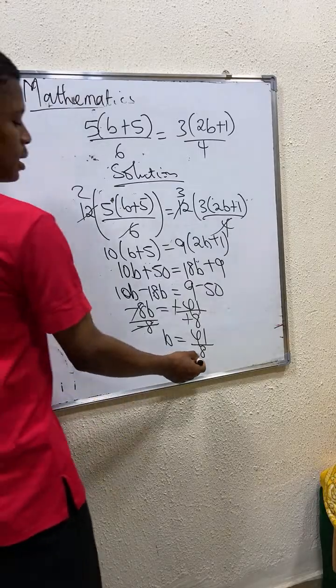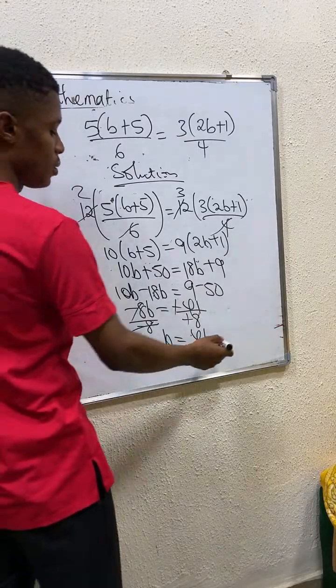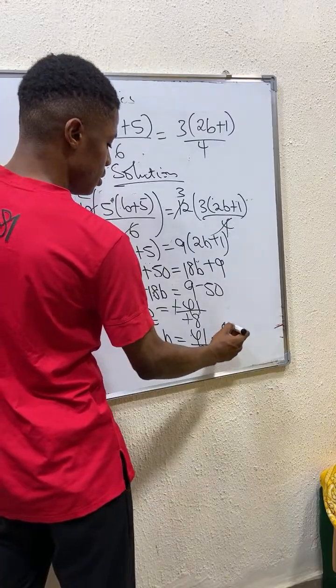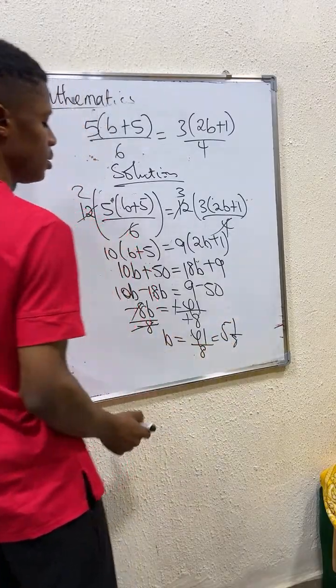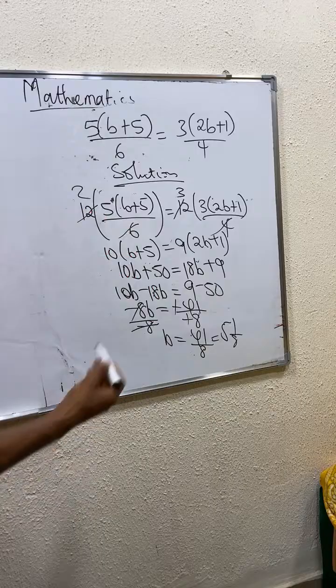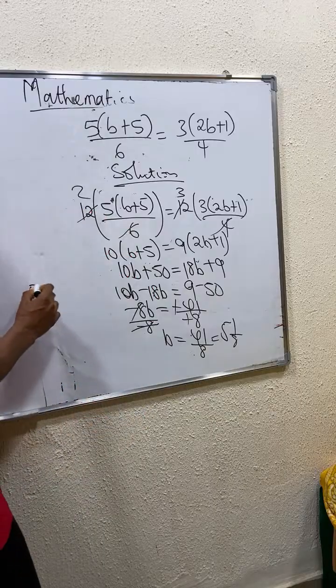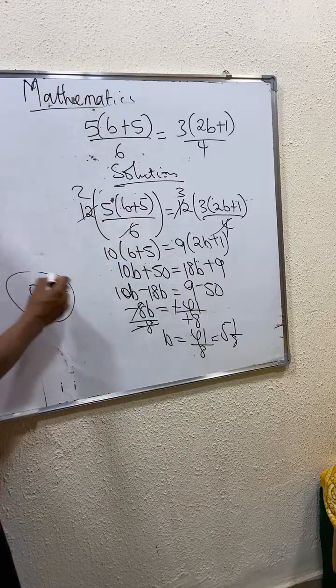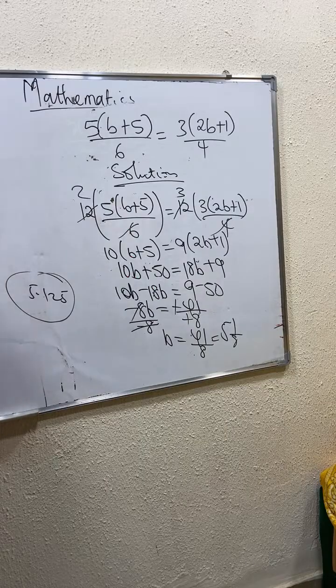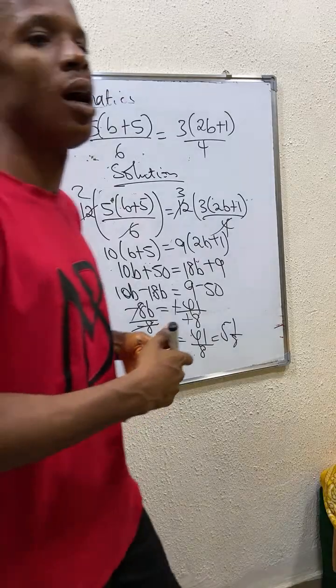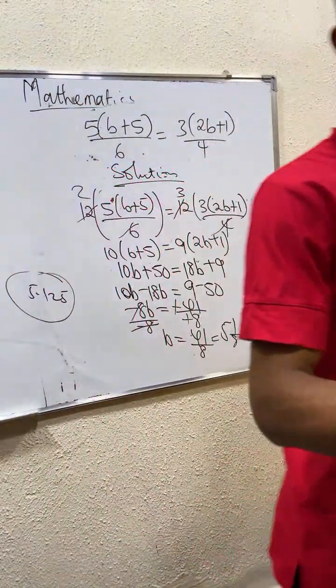How many times can 8 go into 40? It can go into 40 5 times. So 5 and 1 over 8. You can write it like that, or you can say 5.125 in decimal. So I want you to write it down and let me know.